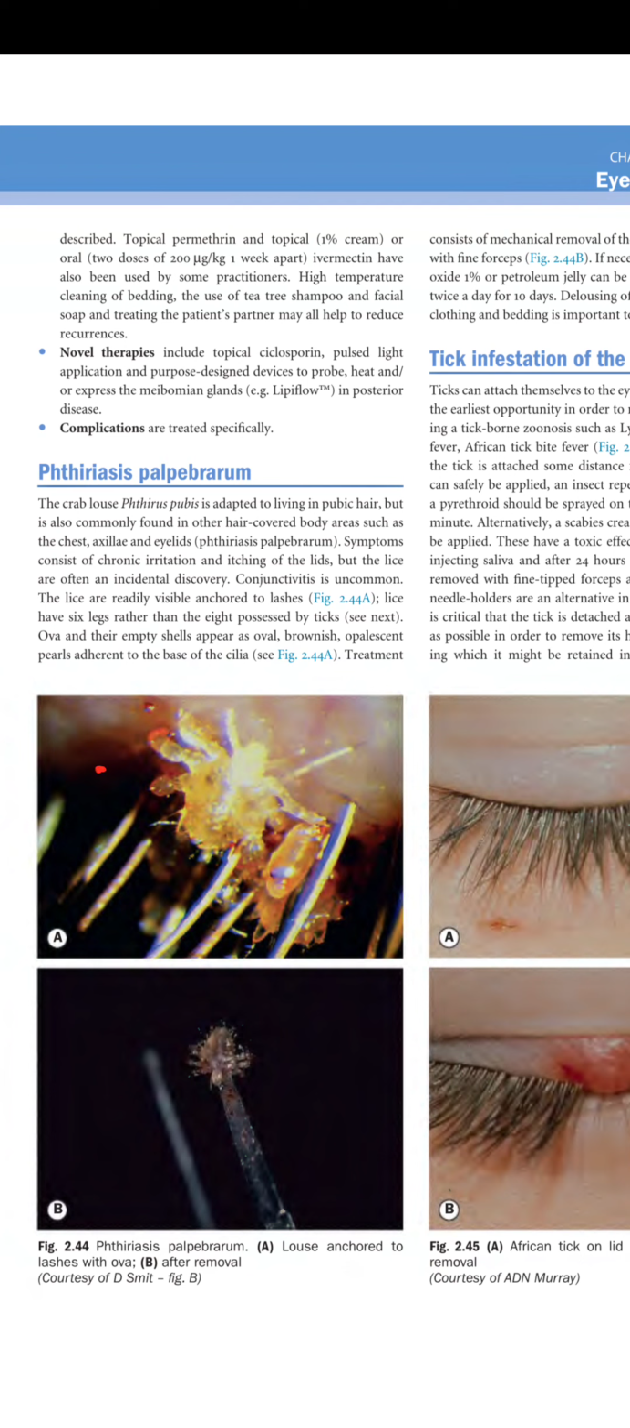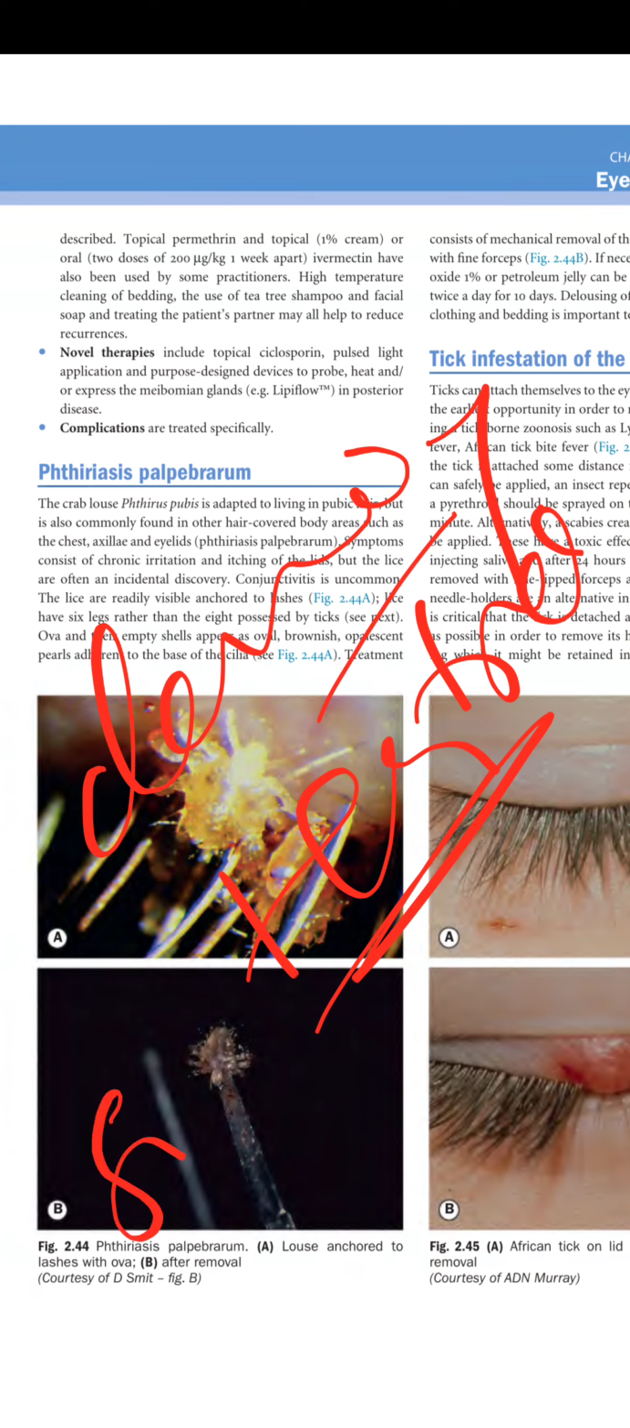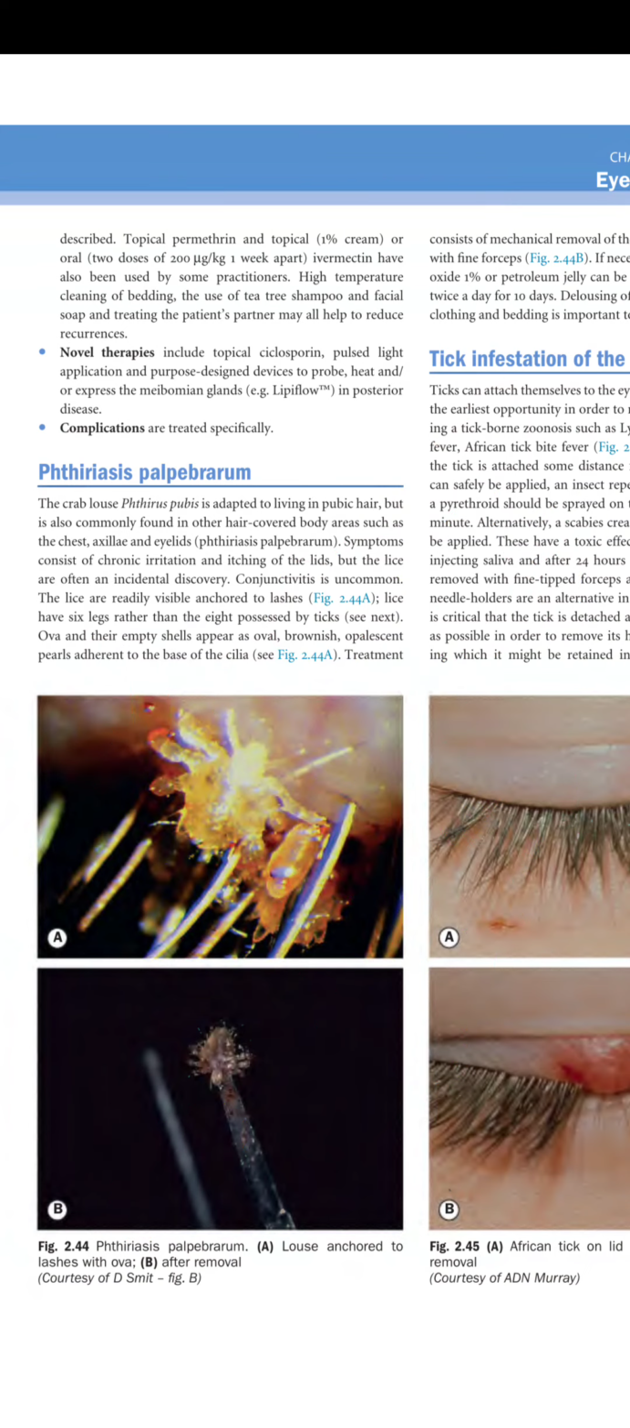So, in case of Demodex, tea tree oil, which is a very good oil even for skin conditions, we use it for the eyes. And what we use is a 50% scrub once daily, and we apply the ointment as well. Topical permethrin, topical 1% cream, or oral ivermectin, 2 doses of 200 micrograms per kilogram, 1 week apart, have also been used by some practitioners.